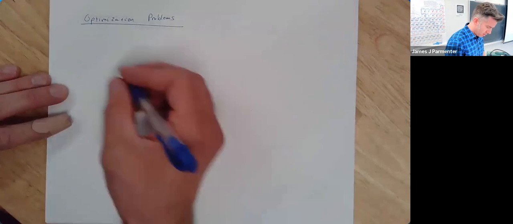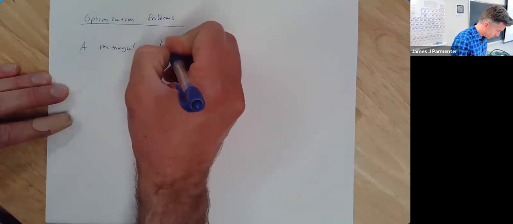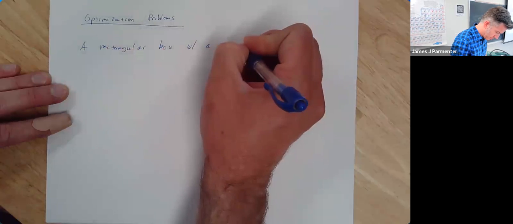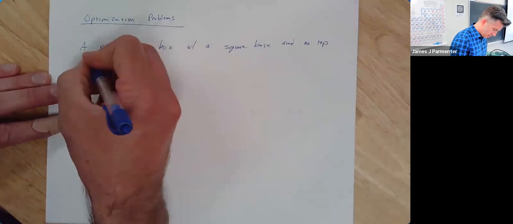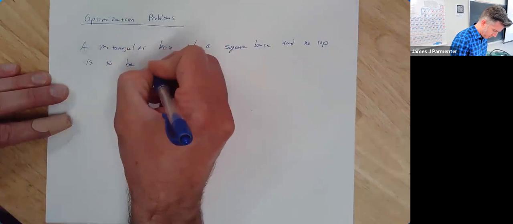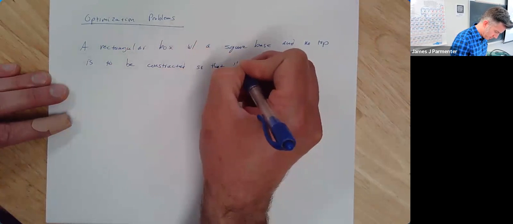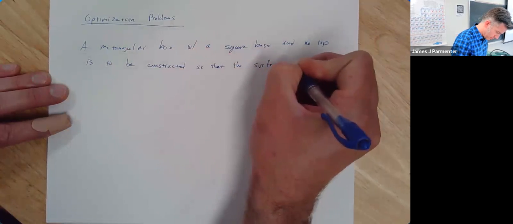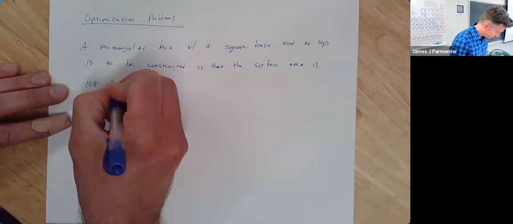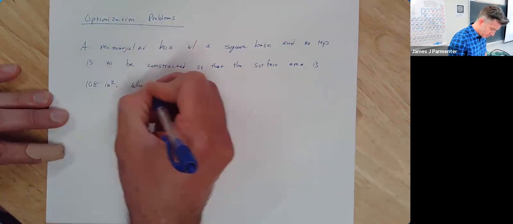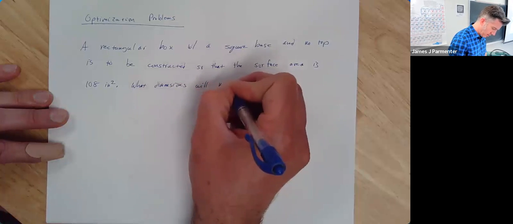So here's an example. A rectangular box with a square base and no top is to be constructed so that the surface area is 108 square inches. What dimensions will maximize the volume of this box?